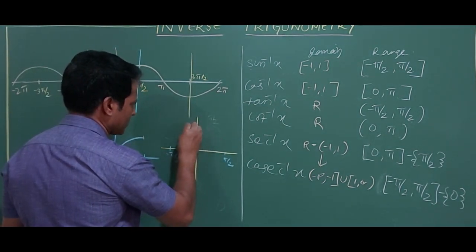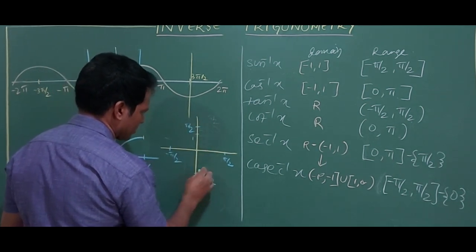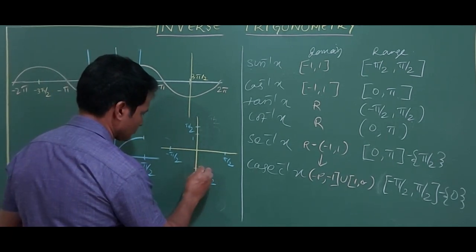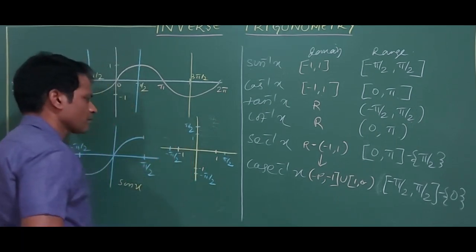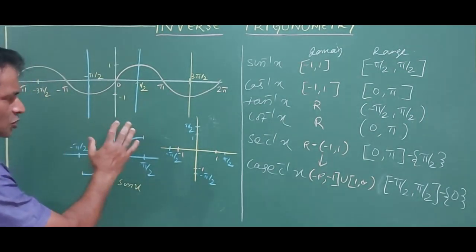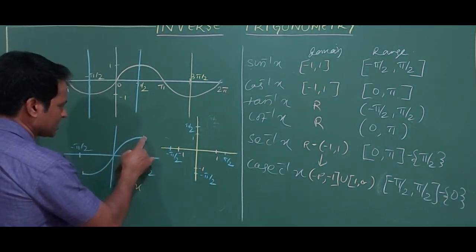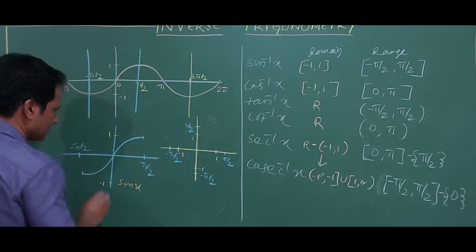Then you give here pi by 2, here minus pi by 2. Here you give minus 1. Here also give 1. Here you give minus 1. Why? Because I have to draw the inverse graph. Now you can see this goes from 0 to pi by 2, and it reaches 1, this is your minus 1.